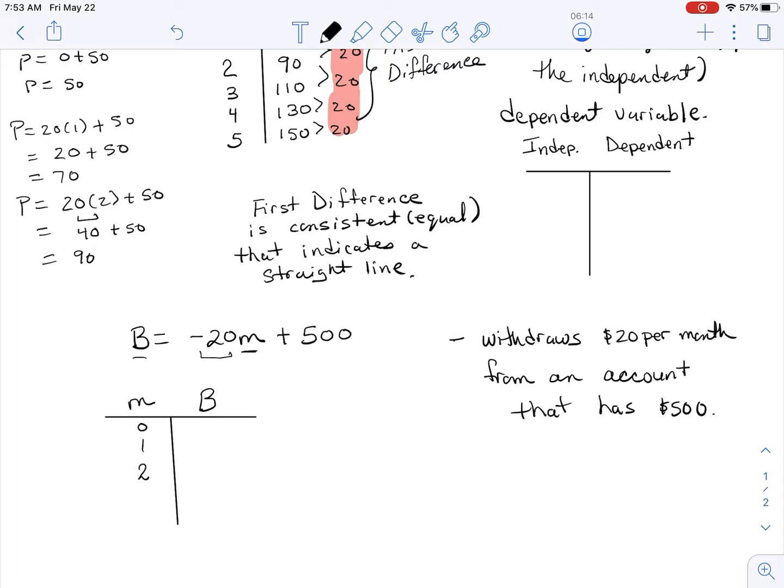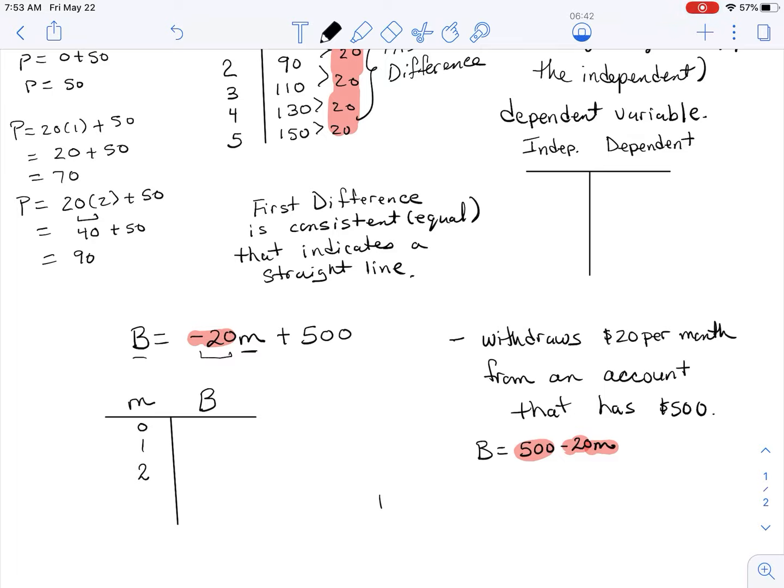Before I start this one, that equation could also be written like this. I could also have it 500 minus 20 times the number of months. Notice it's the same thing, because up here I had minus 20 and I still have minus 20 multiplying the number of months, and I still had plus 500. So you have to get used to both ways, because you are going to see them both ways in the work that we're going to do.